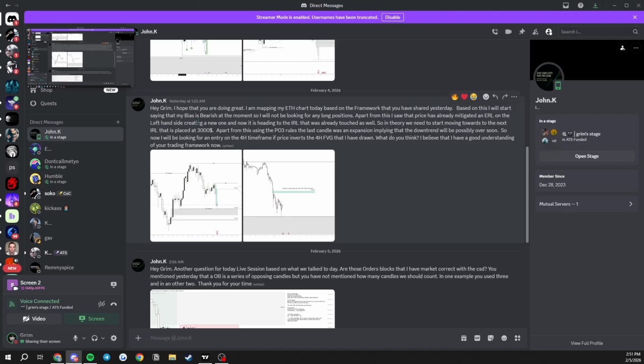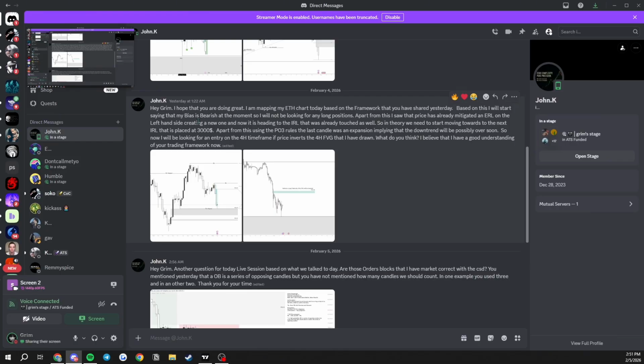Apart from this, I saw that price has already mitigated an ERL on the left-hand side, creating a new one. Now it is heading to IRL. That was already touched as well. So in theory, we need to start moving towards the next IRL that is placed at $3,000. Apart from this, using PO3 rules, the last candle is expansion, implying the downtrend will probably be over soon. So now we'll be looking for an entry on the 4-hour time frame if price inverts.